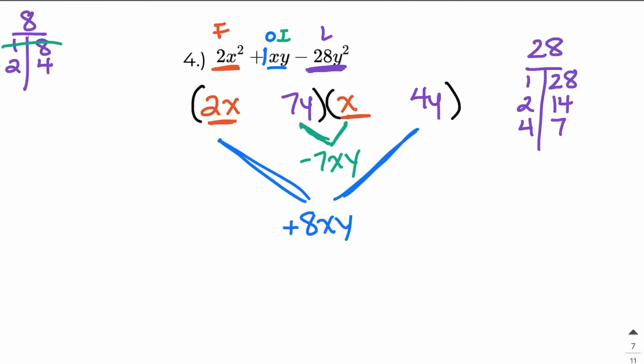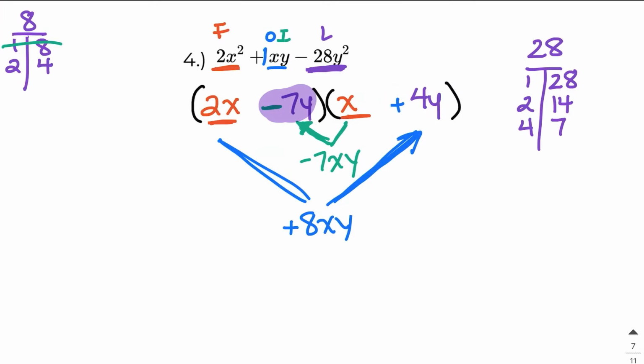So since the 7 is negative, that means that this 7y right here has to be negative. And since this 8xy is positive, that means that this 4y has to be a positive. Let's double check to make sure that when I multiply this negative by this positive, I get the sign that I need here, which is a negative.